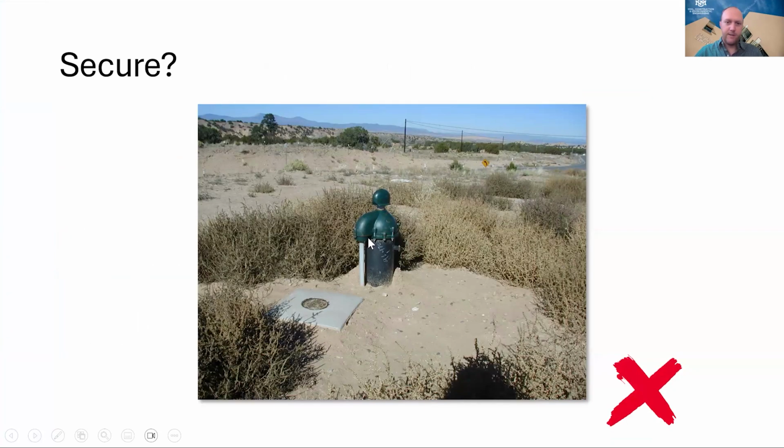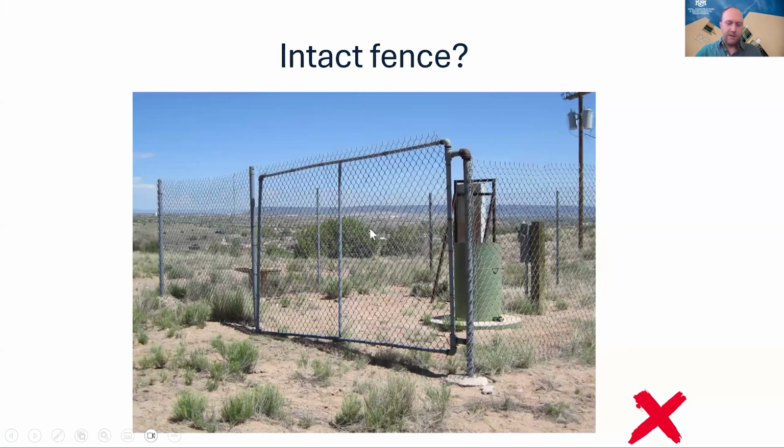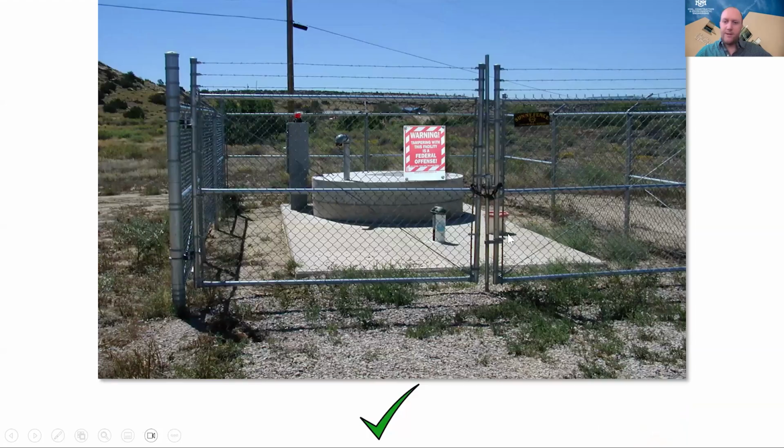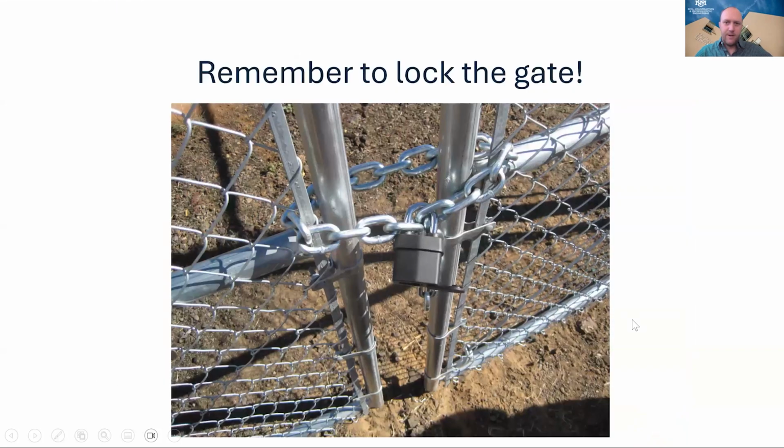This one has no fence, no security, just right next to this road. This one has a fence, but you could pretty easily crawl under there. There's a good example at the end. And then remember to lock your gate.